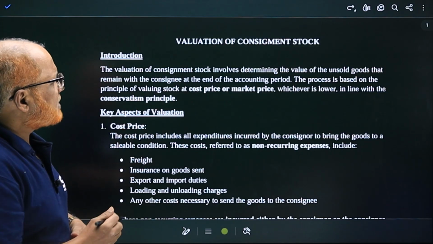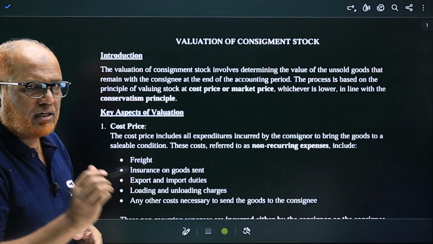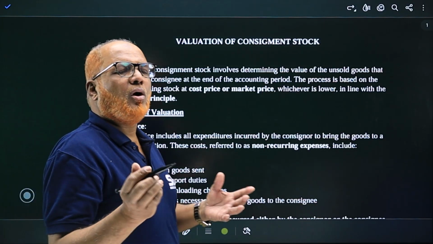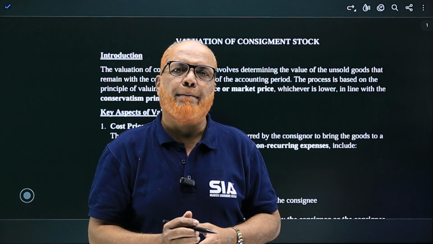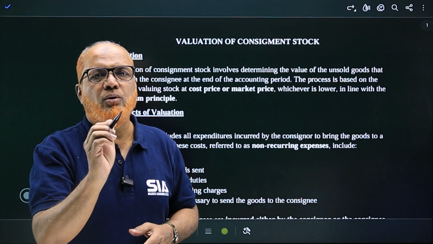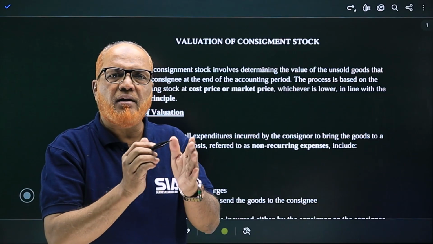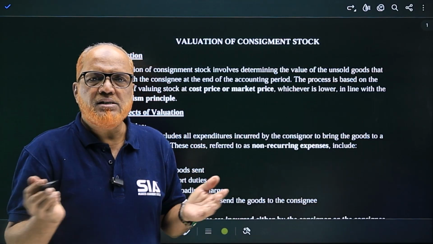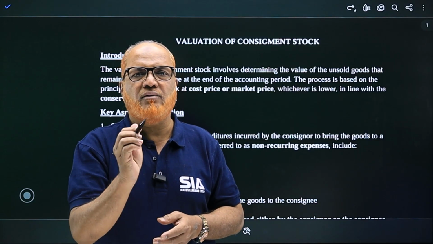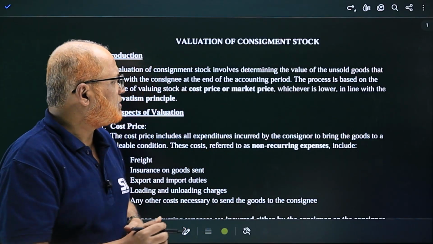The valuation of consignment stock involves determining the value of unsold goods remaining with the consignee at the end of the accounting period. The process will be based on normal accounting principle. Normally, the stock will be valued at the lower of cost price or net realizable value. That is the internationally recognized method of calculating the value of unsold stock, and here also the same procedure will be adopted.